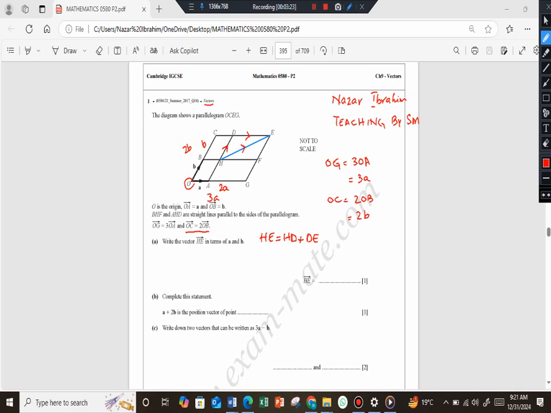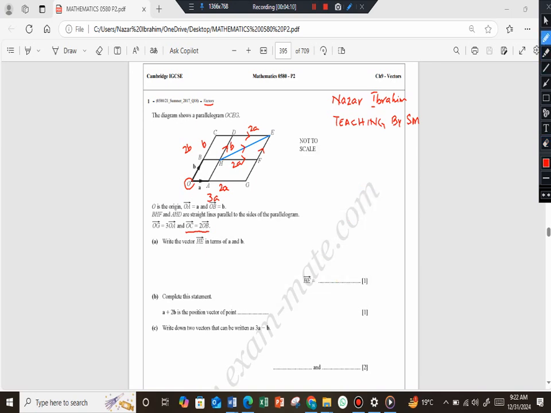Now HD is parallel to BC and equal, so HD is equal to b. DE is parallel to HF, HF is parallel to AG and equal, so AG is equal to HF, 2a, similarly DE is 2a. So HD is b and DE is 2a, so b plus 2a is the answer of HE. Clear? The other route of HE calculation is starting from the tail H, HF plus FE. If I sum these two up, I will get the same answer, b plus 2a. Clear? Let's move forward.